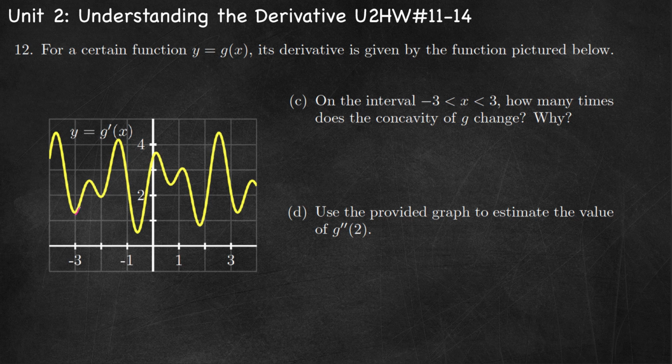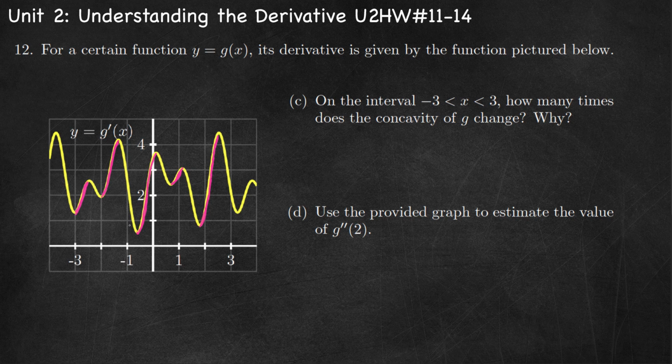Between -3 and this point right here, which looks like it's maybe -2.5-ish, g prime is increasing. And if g prime is increasing, then its derivative is positive. So g double prime is positive. So I'm going to just color in pink here all of the places where g prime is increasing. And if g prime is increasing, those are places where the second derivative is positive.